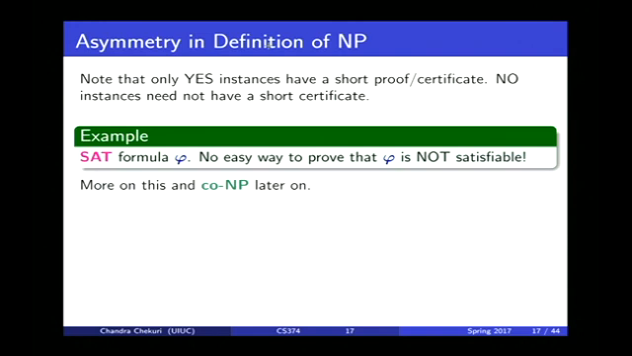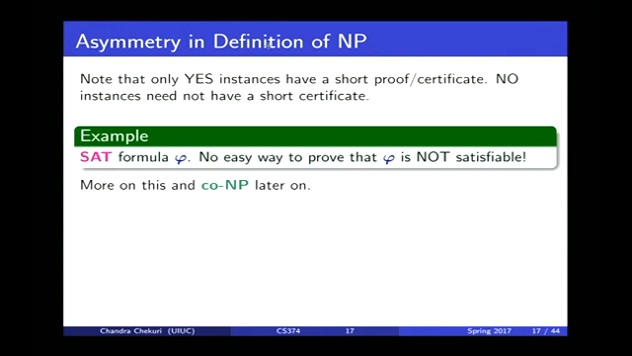Sorry? Yeah, but that's not a short proof, right? If you want to convince me that there is no solution, what can you do? Is there an efficient verifier for that? It doesn't seem so. It may be, but it's not obvious, right? Because how will you convince me there is no solution? So it's tricky, right?